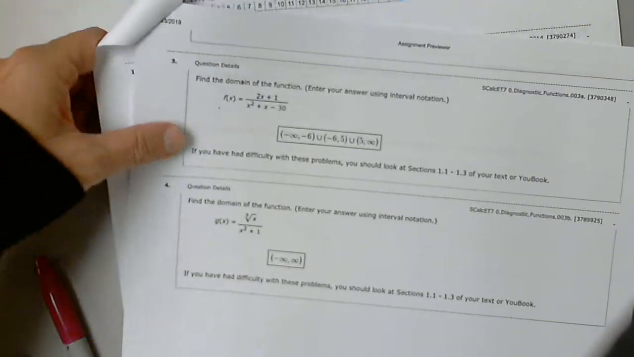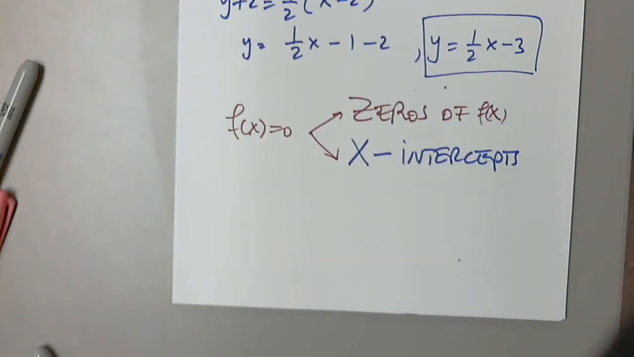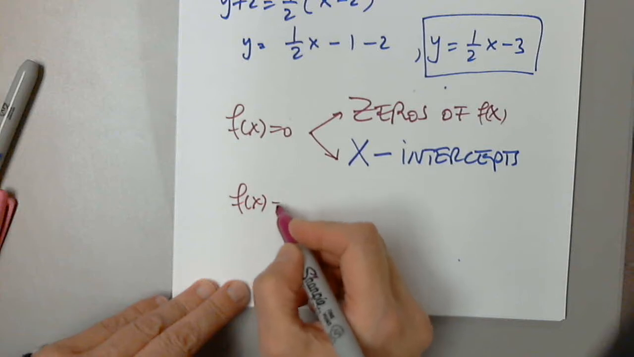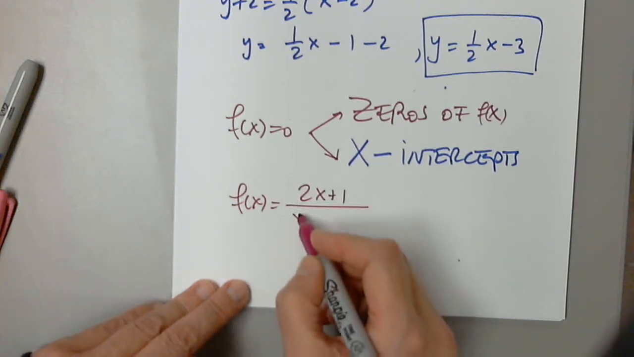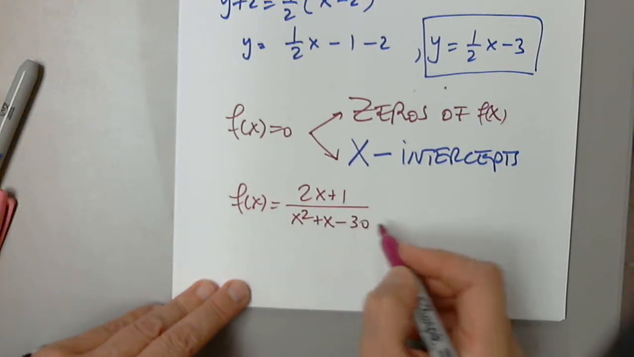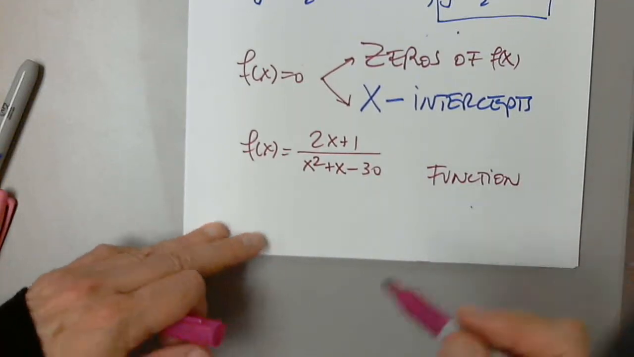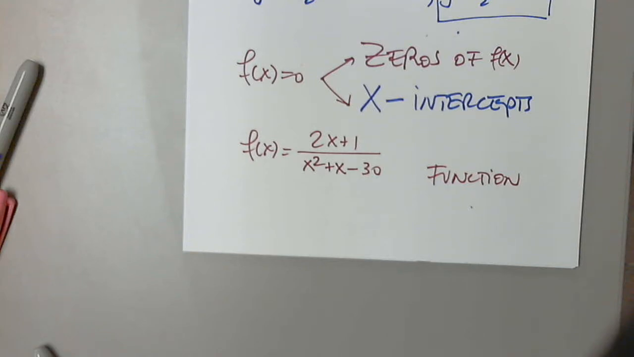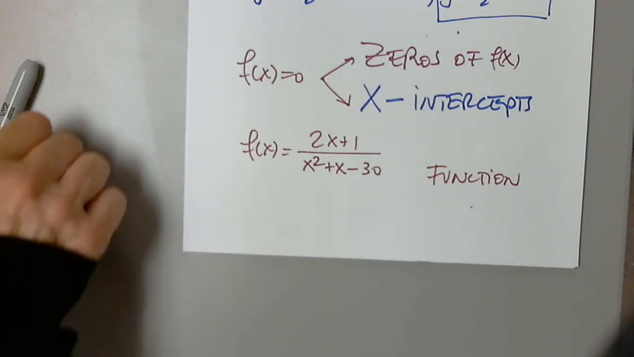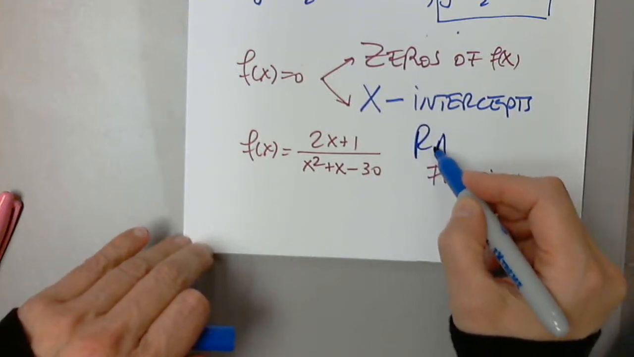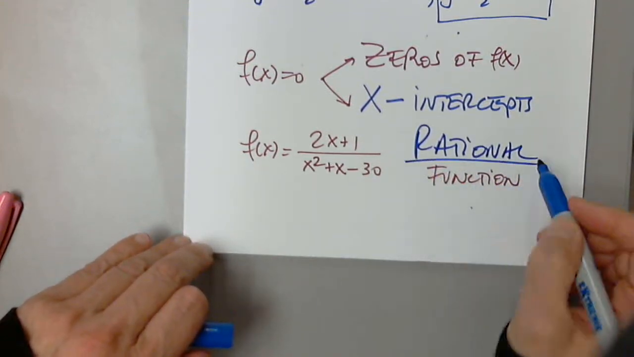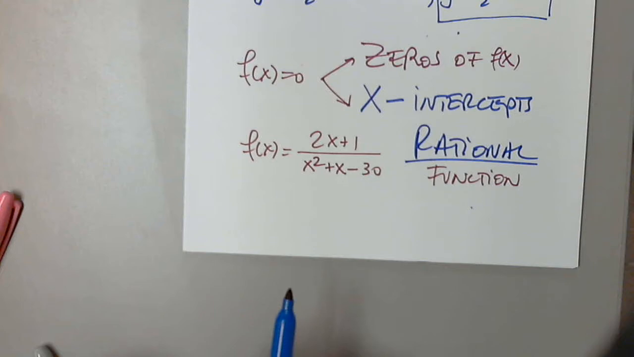Yes, okay, let's do this. Perfect. So then this is f of x equals (2x plus 1) over (x squared plus x minus 30). What type of function is this? We need the name. What is the name? Rational. Excellent. It's a ratio of two polynomials. Of course, it's a rational function. Rational function. Thank you. Good.